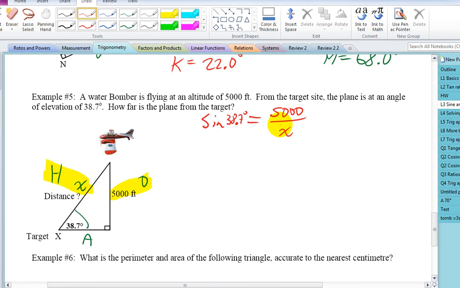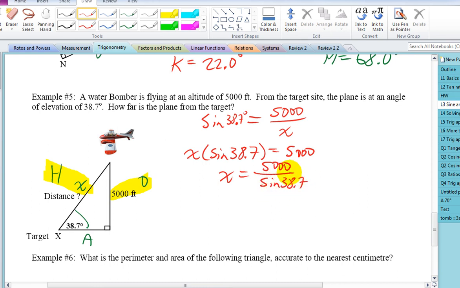So this is the hard question. How do we get rid of the divide by x? Times it. Good. And then, how do we get rid of this times sine 38.7? Divide. Okay, go to your calculator, find your answer.